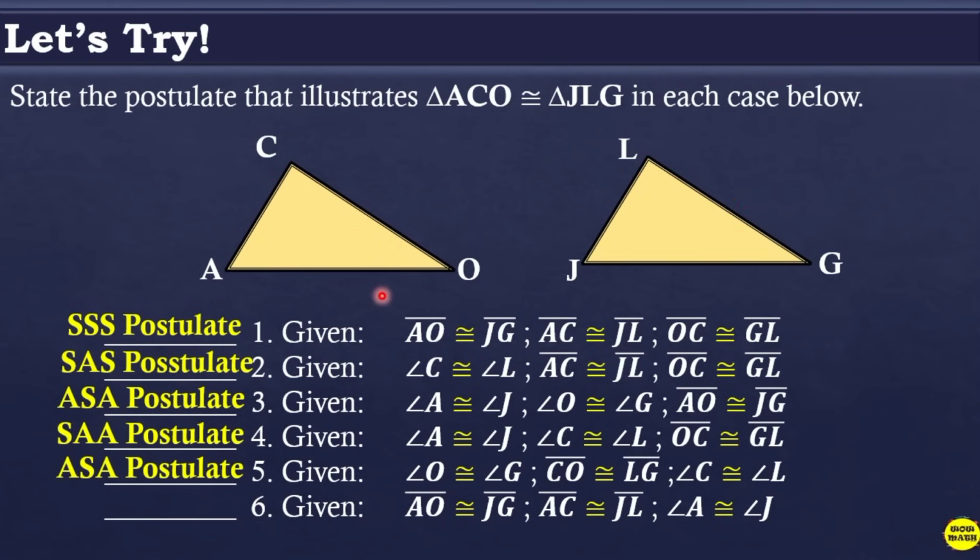Next, AO, and then AC to JL, and then angle A and angle G. So your angle here is included. So, SAS postulate. Next.